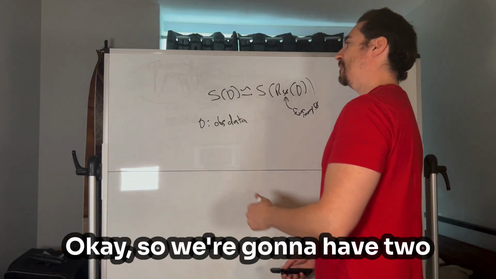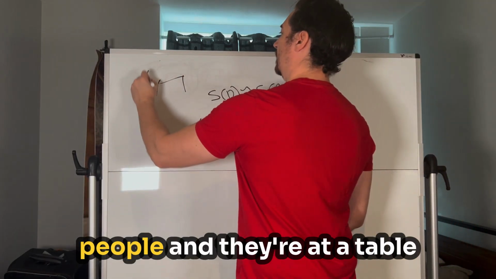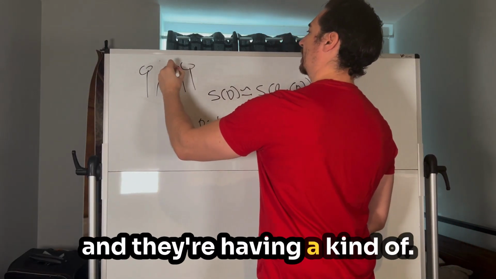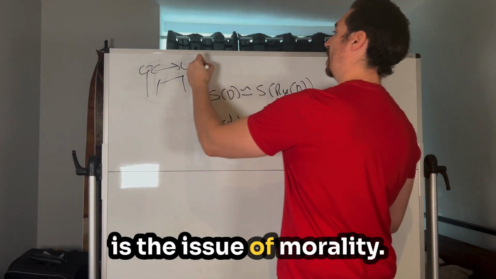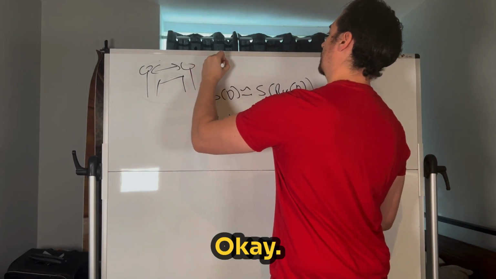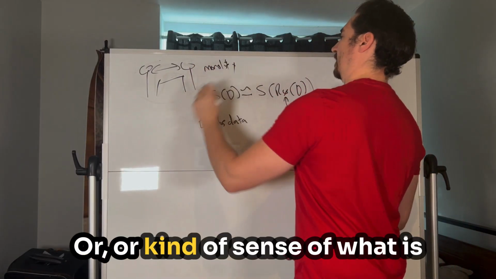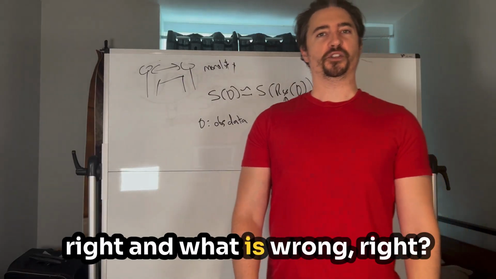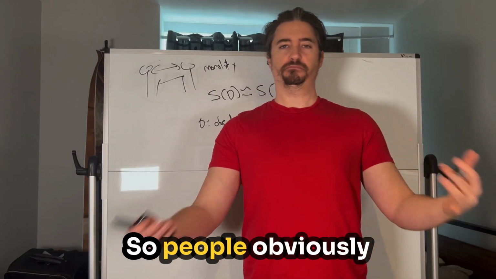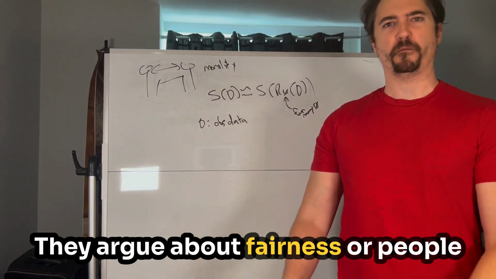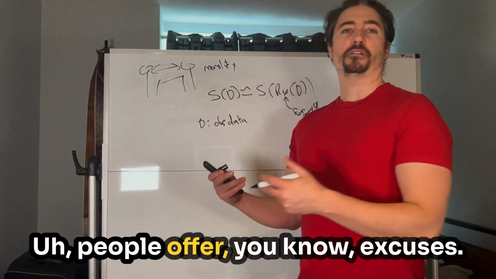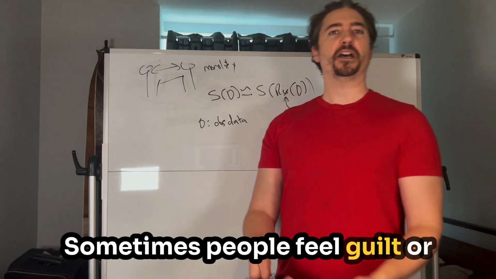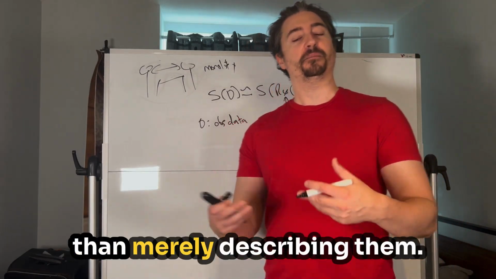And I think that's a good way to intuitively understand math in general. So I recommend that. Okay, so we're going to have two people at a table and they're having a conversation. And the thing that they are talking about is the issue of morality, okay? Or our sense of what is right and what is wrong, right? So people obviously do this all the time. They argue about fairness, or people accuse others of wrongdoing. People offer excuses. Sometimes people feel guilt, or people justify actions rather than merely describing them.